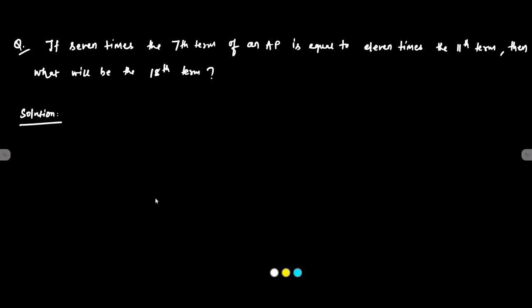So here is another question on arithmetic progression. It is given, for a given AP, if 7 times the 7th term of the AP is equal to 11 times the 11th term, then what will be the 18th term of the AP? Let us say we take an AP for which the first term is A and the common difference is D. These are the two important things. The nth term is given by A plus n minus 1 D.